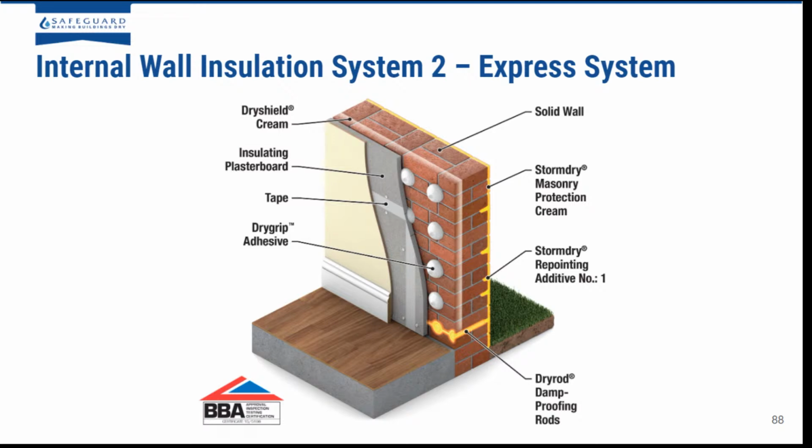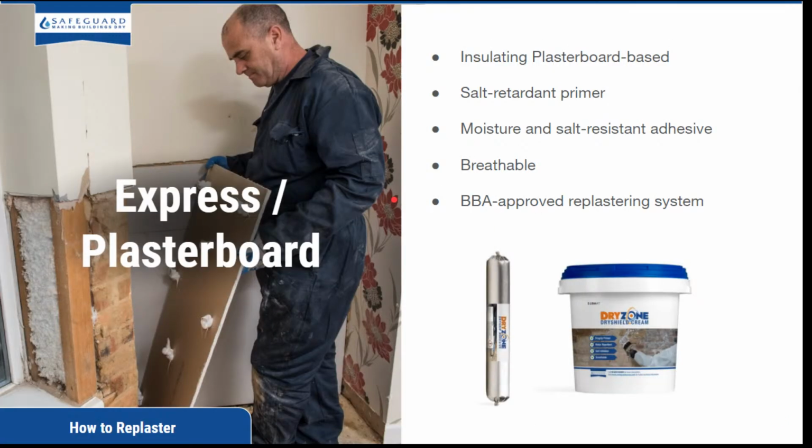As another option, if you do have more space to work with, we recommend the use of insulating plasterboard, and we have a moisture robust system for this. So again, you'd want to use your storm dry protection cream externally, and then we have a dry grip adhesive and dry shield cream, which can be applied to the wall along with your insulating plasterboard. And this is a BBA approved plasterboard system for insulating walls.